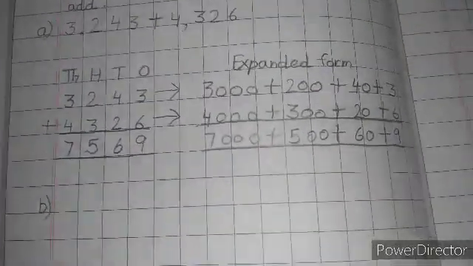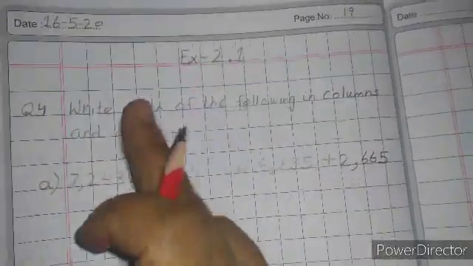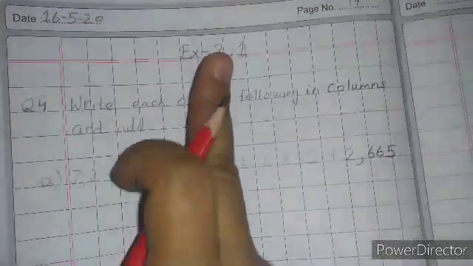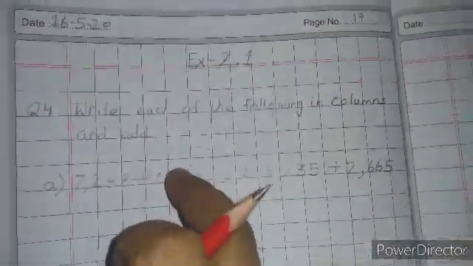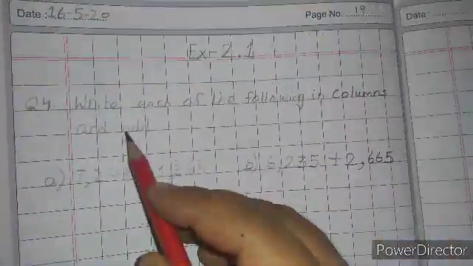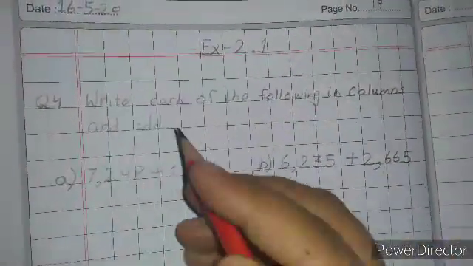Clear? After doing question 2, question number 4 of exercise 2.1, you will start from next page. Just see how many lines you have to leave in between. After writing A part, this question says write each of the following in columns and add.